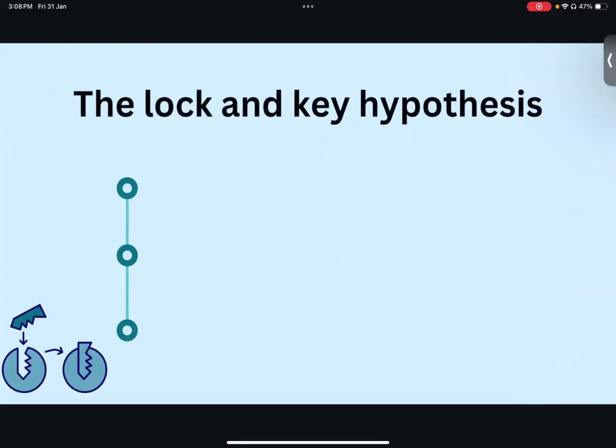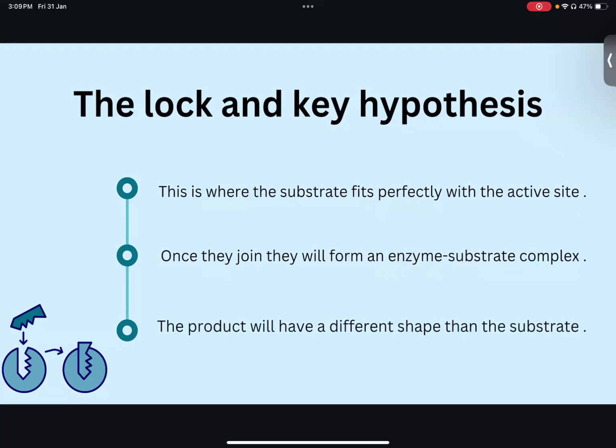Now we're going to talk about the lock and key hypothesis. What do you mean by lock and key hypothesis? It is where the substrate and the active site of the enzyme fit so perfectly together, okay, to produce an enzyme substrate complex. And then we produce product. The product obviously is going to have a different shape than the substrate.